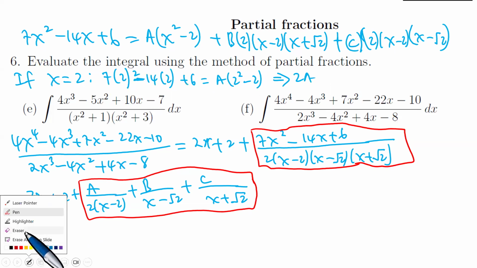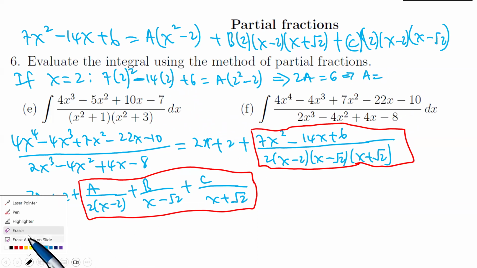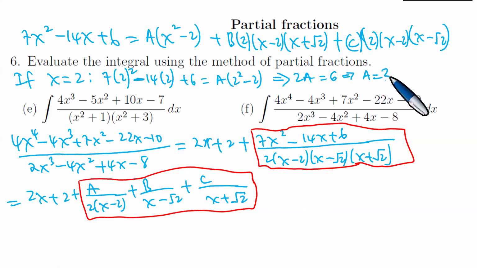Okay, so this one, 7 times 2 squared, which is 7 times 4, giving us exactly 28, minus 28, because 14 by 2 is also 28, which is 0. This gives us exactly 2a is equal to 6. A is 3. A gives us exactly 3.